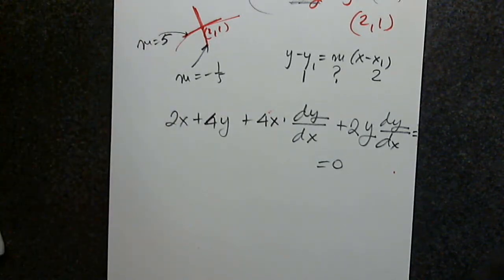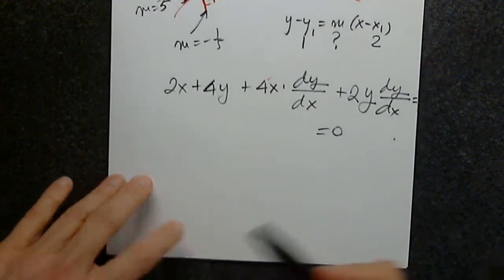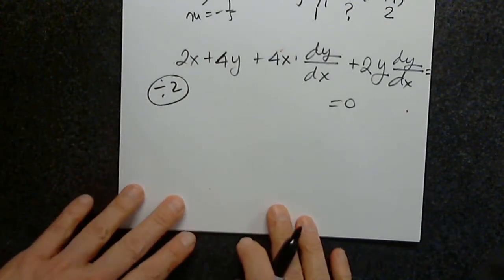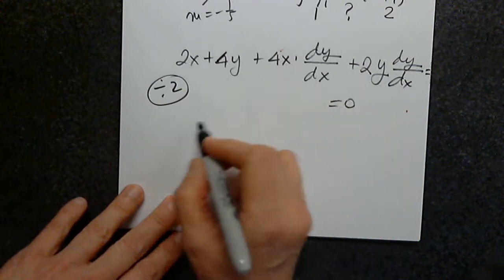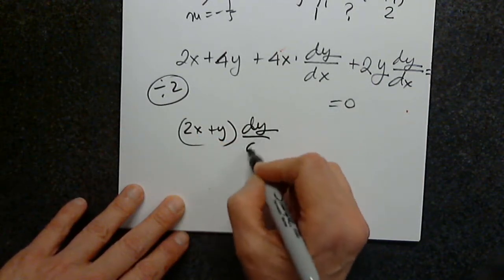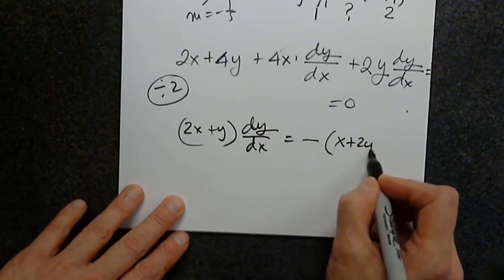Okay, so from here we will determine an expression for dy over dx. I will move these two to the other side, and at the same time I would like to divide everything by 2. So this will be 2x and plus y dy over dx equals negative x plus 2y.